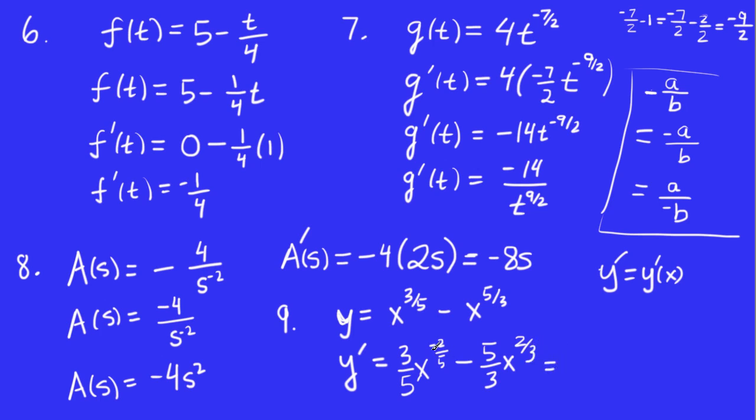And this negative exponent kind of stands out. Why don't we rewrite it without that? And we get 5x to the positive 2/5 minus, and this one we can keep the same. And there's our answer there. Let's do one more.